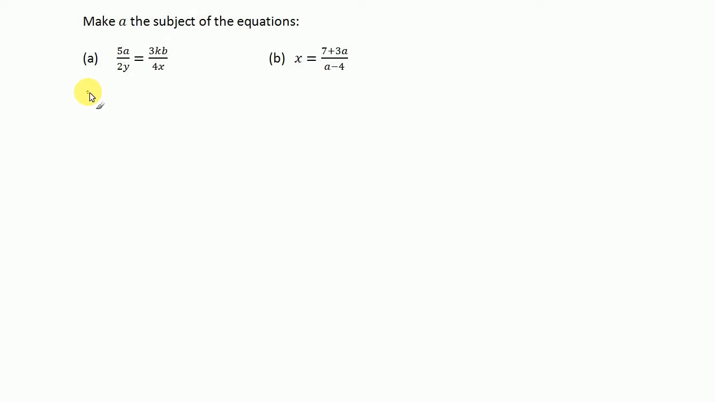Alright? Cross multiply means you take the numerator here, multiply with the denominator, and the numerator on this side multiply with the denominator on the other side. So when you take 5a times 4x, you will get 20ax, and it is equal to 2y multiplied by 3kb. 3 times 2 will give you 6, and you will get 6kby.